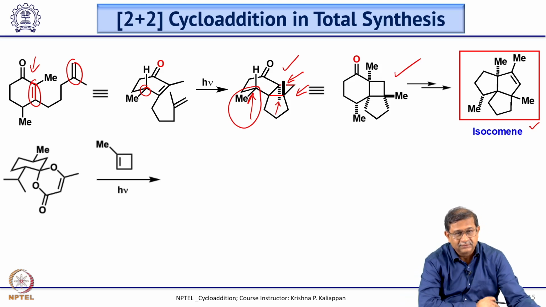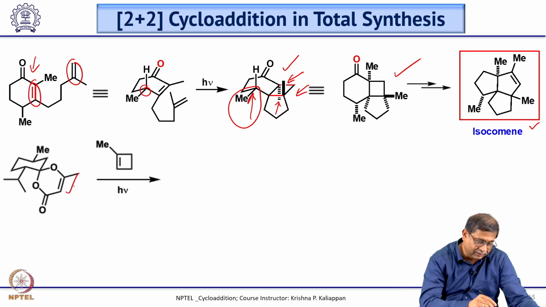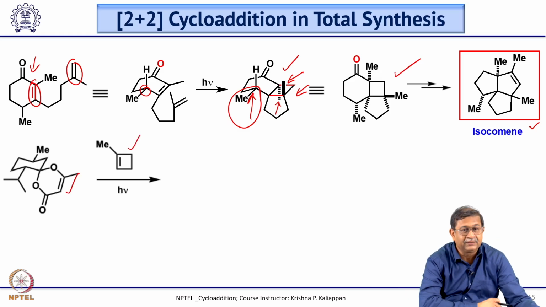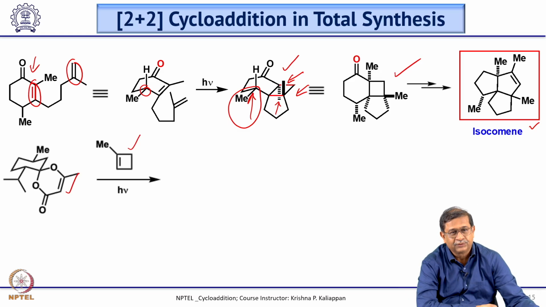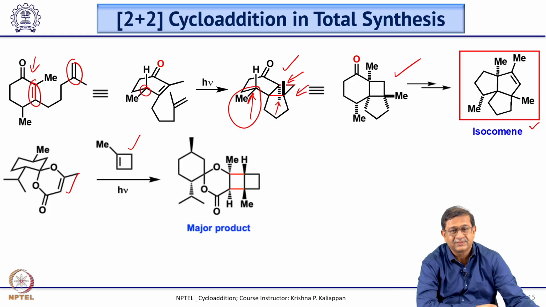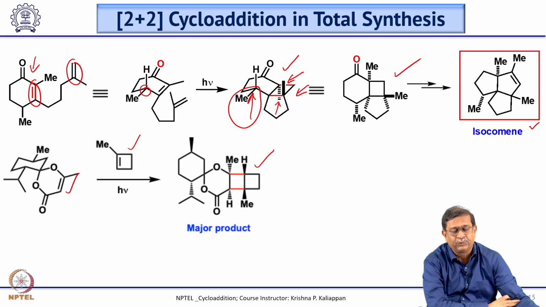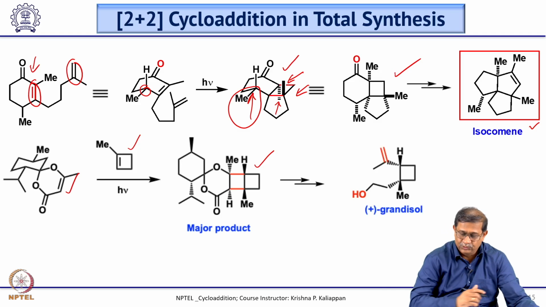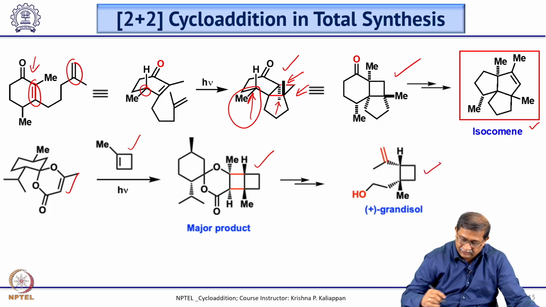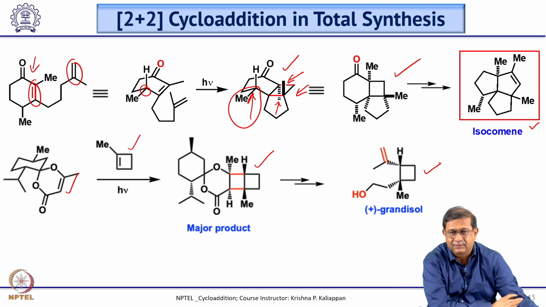Another natural product was obtained from menthol. Menthol derived alkene was reacted with methyl cyclobutene. So, this underwent a highly stereoselective 2+2 cycloaddition to give this particular tetracyclic compound as the major product. So, now this product, as you can see, in few steps can be converted into a natural product called grandisol.